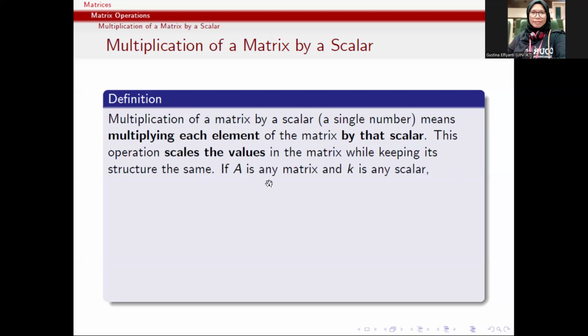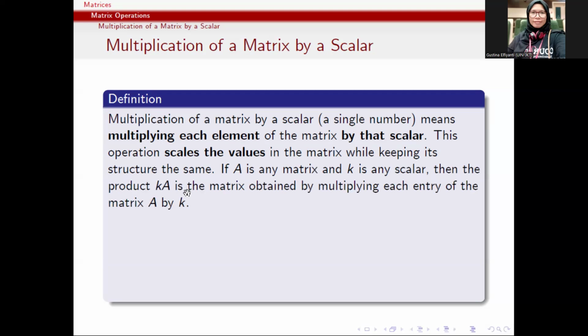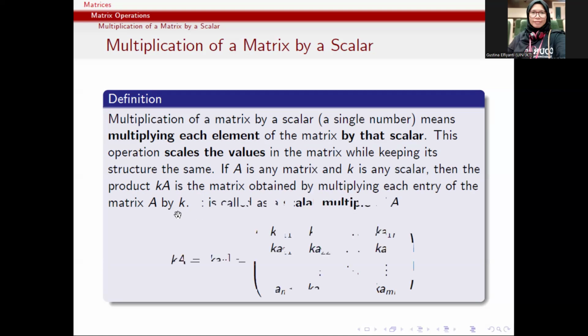If A is any matrix and K is any scalar, then the product KA is the matrix obtained by multiplying each entry of the matrix A by K. It's called a scalar multiple of A. So KA, we can write like this. We get KA is Ka11, Ka12, Ka1n, and so on, until we get Kamn.